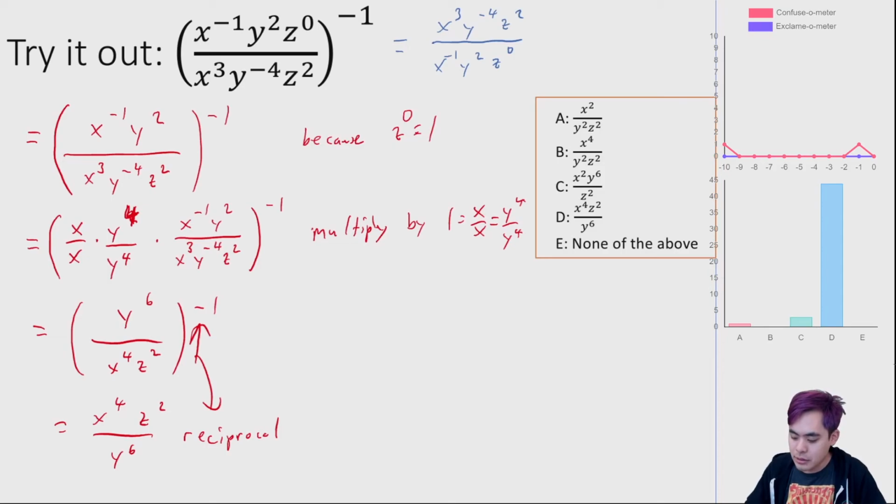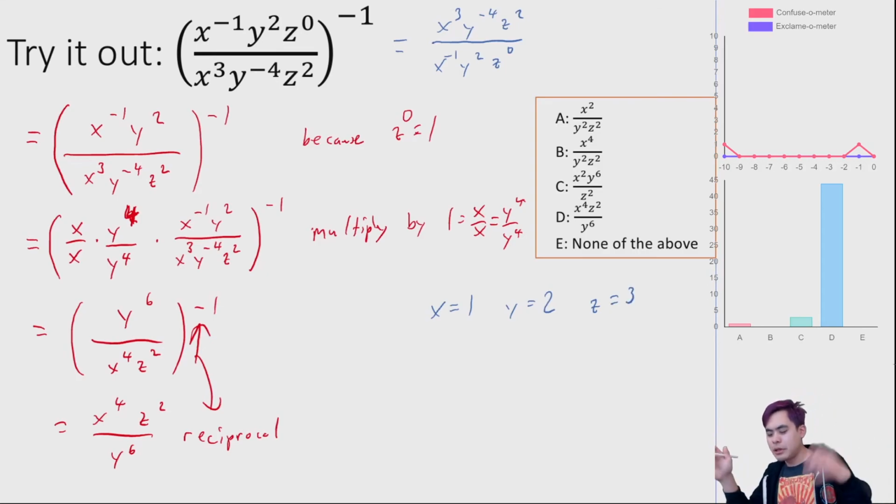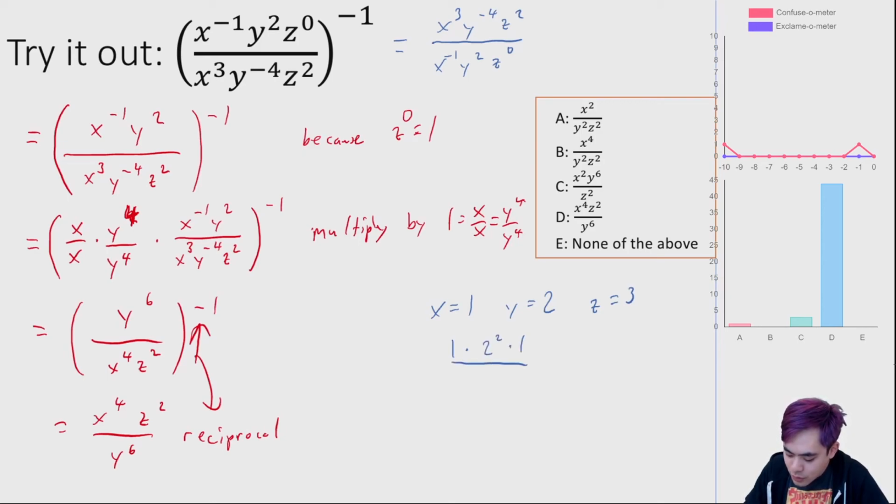So I'm going to plug in, let's say, x is equal to 1, y is equal to 2, and z is equal to 3. You can pick other numbers. I'm going to pick these three numbers for no particular reason. If I plug it into the top equation, what you end up getting is 1 inverse is just 1, so that's 1 times 2 squared, 3 to the 0 is just 1, over 1 cubed times 2 to the minus 4 times 3 squared.